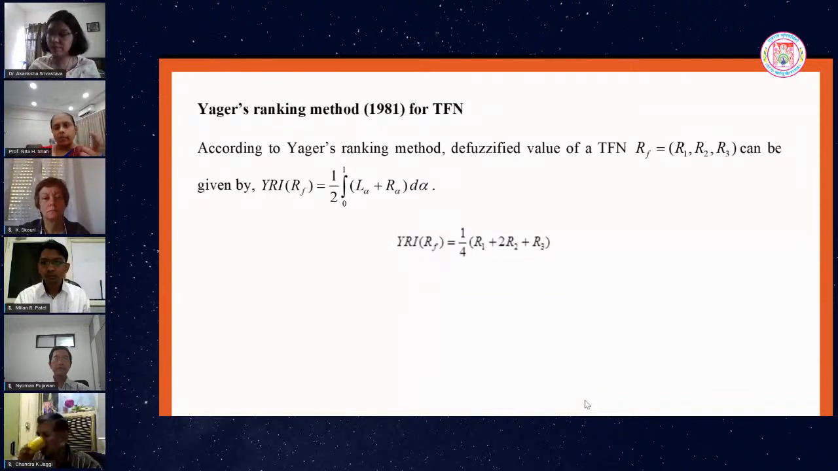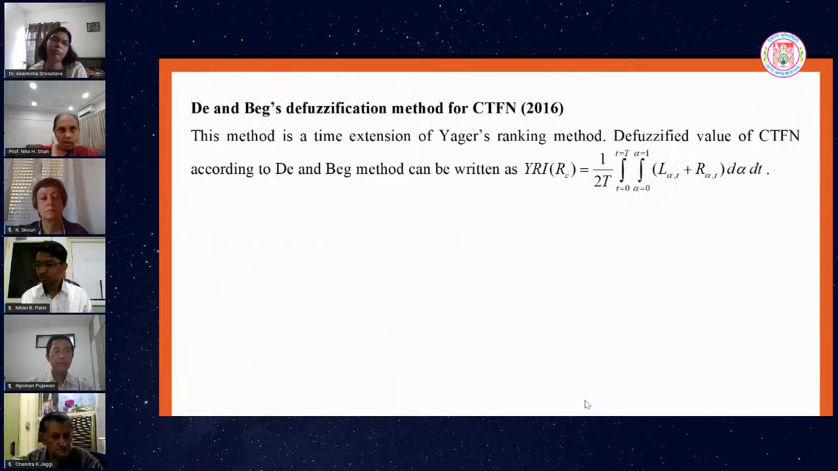Using the values which we had in the previous slide of alpha cuts, that is left alpha cut and right alpha cut, if I put it here and sum it up, the formula for Jaeger's ranking index of R(F) reduces to 1 by 4 into R1 plus 2R2 plus R3. This looks like a weighted mean. Okay, this is what we do.